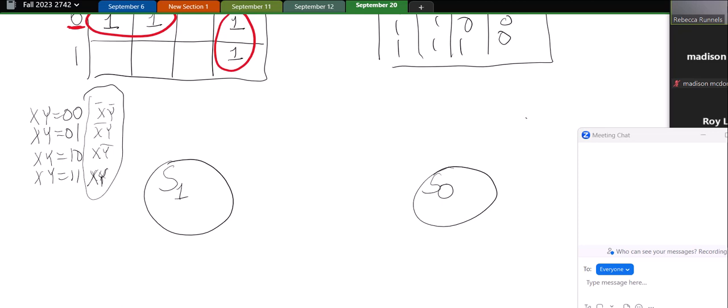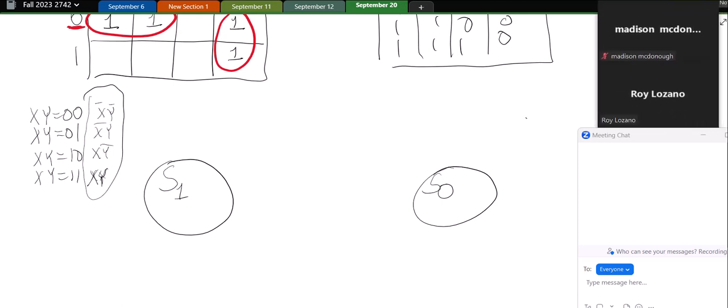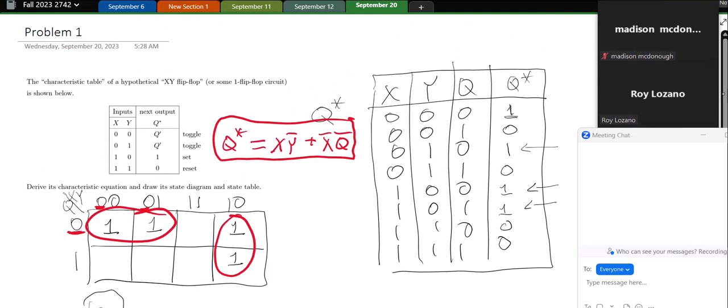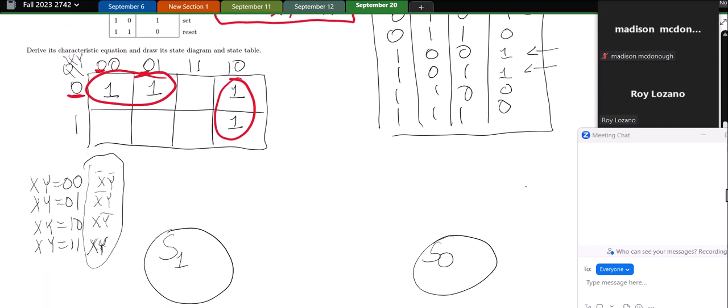So if I'm in state 1 and I look and see what my possibilities are. If I'm in state 1 and xy is 0, 0, then my next state is 0. I go to the next state. So if I have xy is 0, 0, I do this. And I can represent that by saying x bar, y bar.